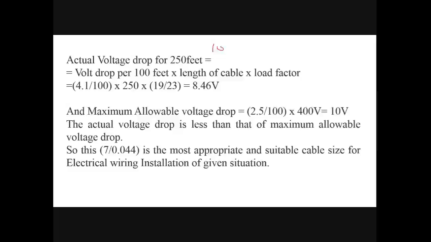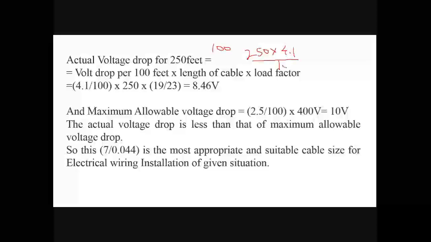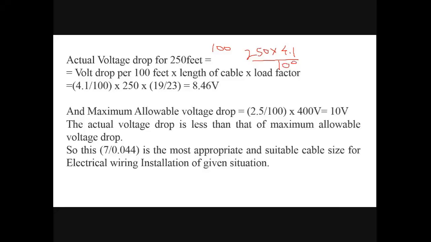Now this comes as, for 100 feet, they have given the value as 4.1. Now we have to find out for 250 feet. So same way, 250 into 4.1 divided by 100. And we don't forget to mention the amount of current which is available inside the numerical, that is 19, divided by 23, which is the maximum allowable current. And it comes as 8.46.